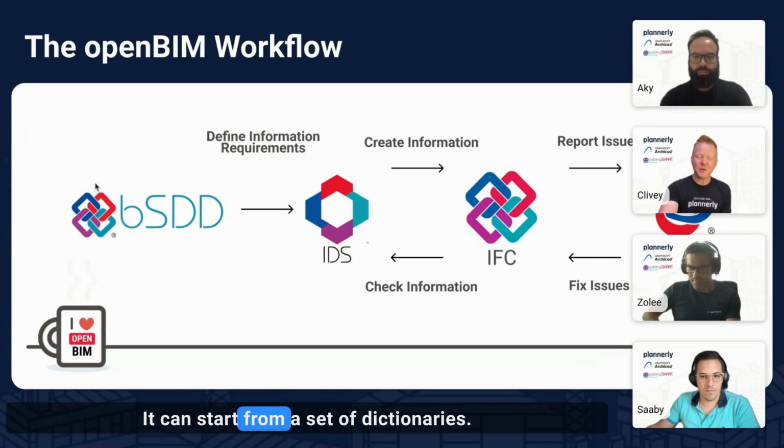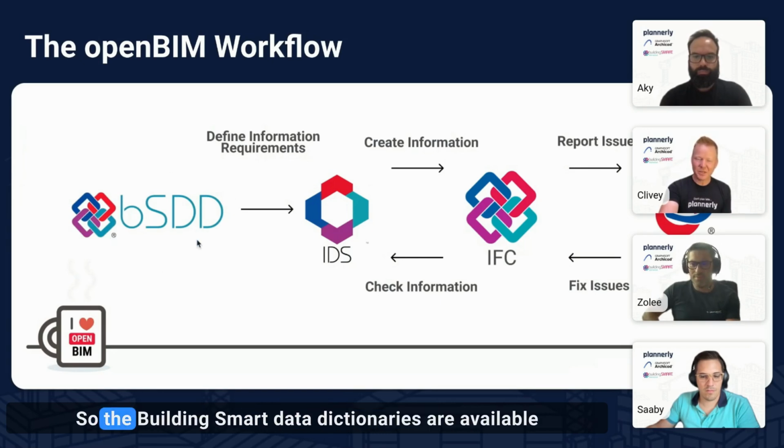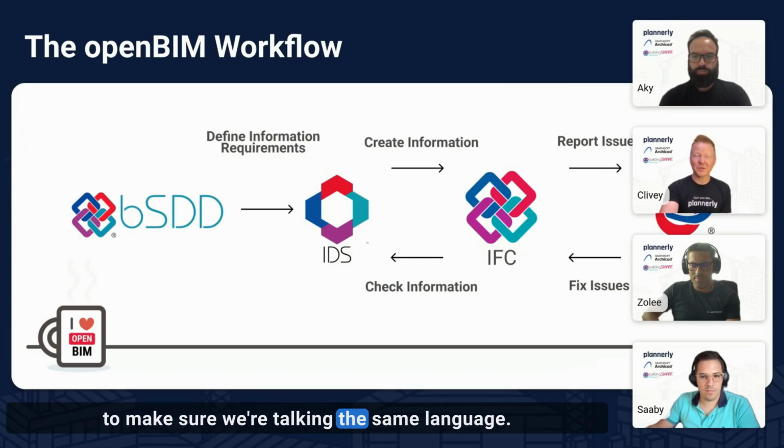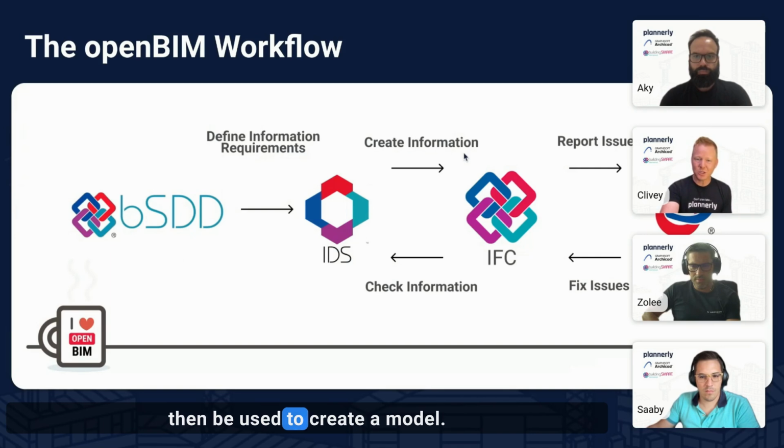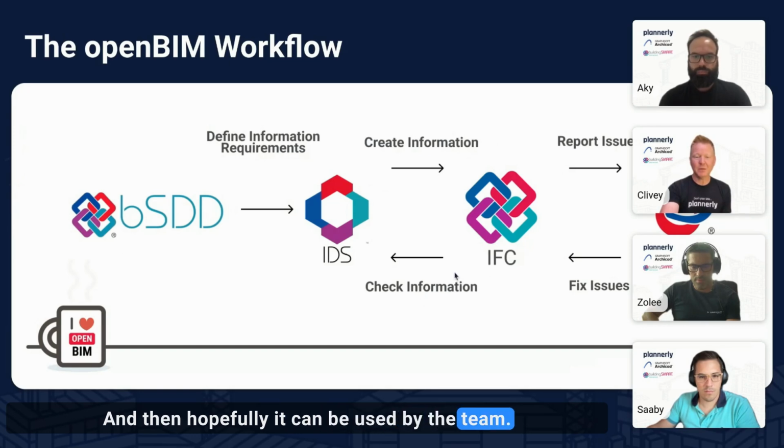So the Open BIM workflow from buildingSMART is where hopefully we can really resolve some of those challenges. It can start from a set of dictionaries. So the buildingSMART data dictionaries are available to make sure we're talking all the same language. We are able to then define a set of requirements in a structured format that can then be used to create a model. And then hopefully it can be used by the team creating the model to even check the model before it's delivered.